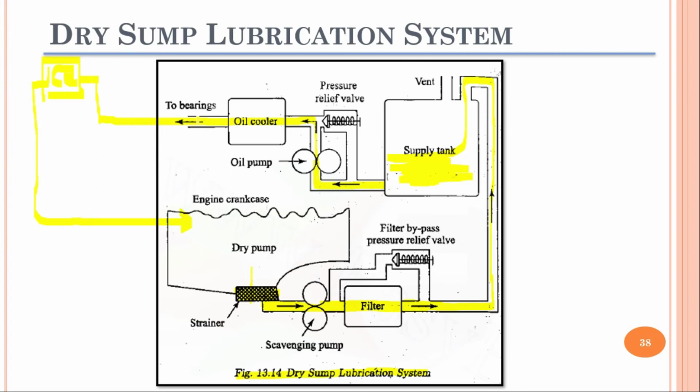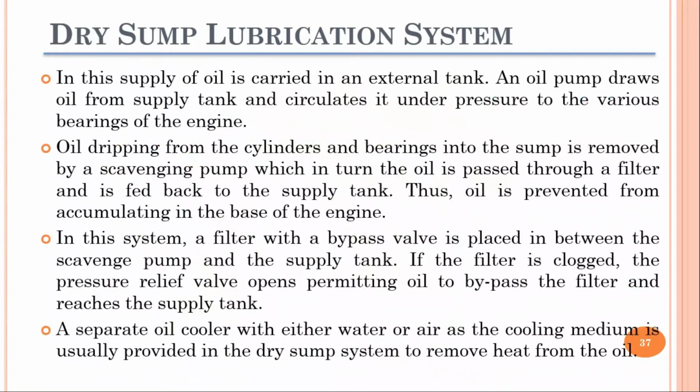So here you can see that we have a separate storage tank for the lubrication oil. Therefore these types of systems are known as the dry sump, because we do not have oil in the sump. In these types of lubrication systems, the supply of oil is carried in an external tank.